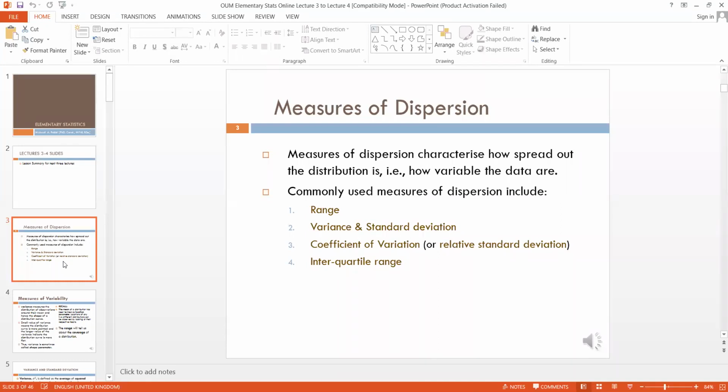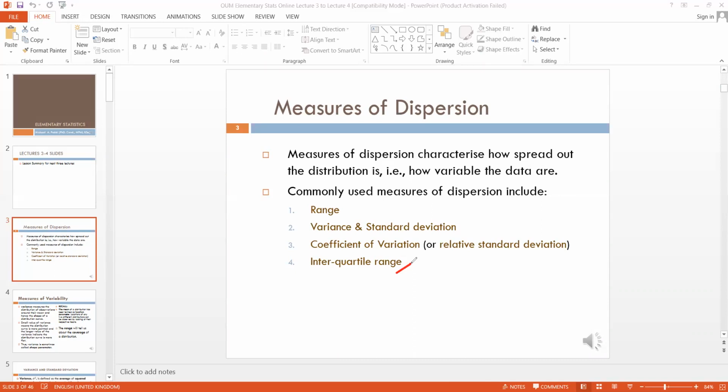Some commonly used measures of dispersion are the range, the standard deviation and the variance, which are very related, the coefficient of variation, and then the interquartile range. I'm sure for the interquartile range, we looked at it in our previous class.